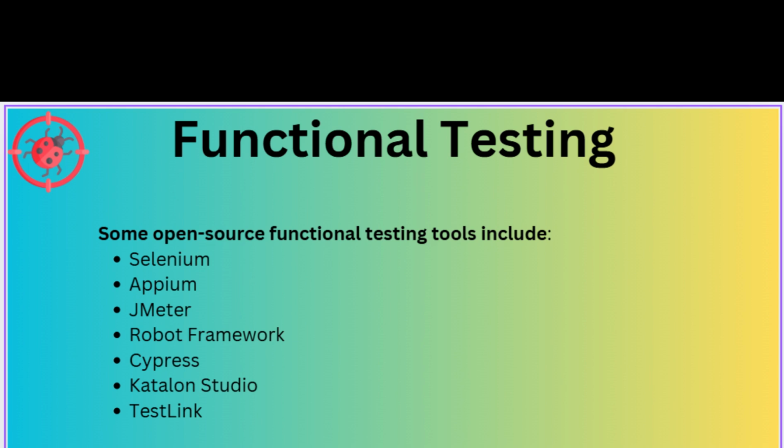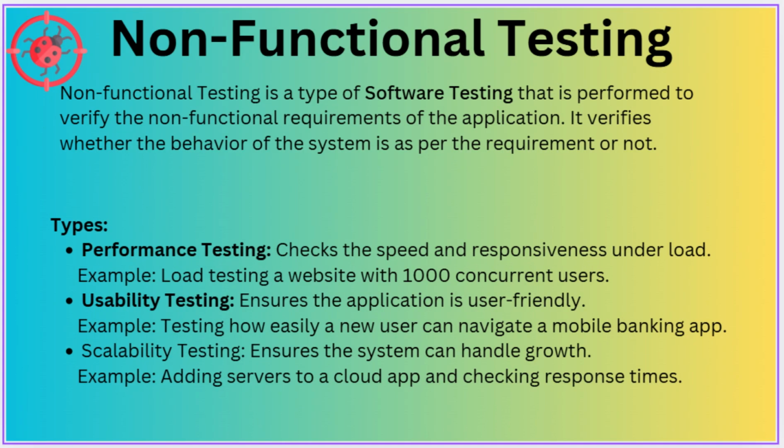So that is functional testing. Some open source functional testing tools include Selenium, which is used for web applications; Appium, which is used for mobile application testing and automation testing; and JMeter, which is used for API testing and also for performance testing. Others are Robot Framework, Cypress, Katalon Studio, and TestLink. These are examples for web applications and mobile applications, for performance testing and for API testing, and you can use them for functional testing as well.